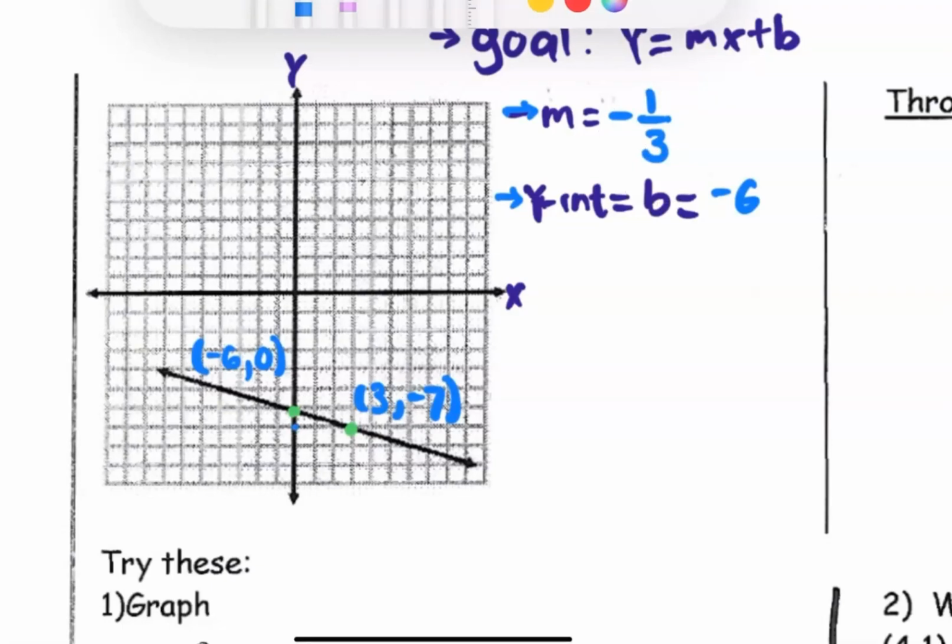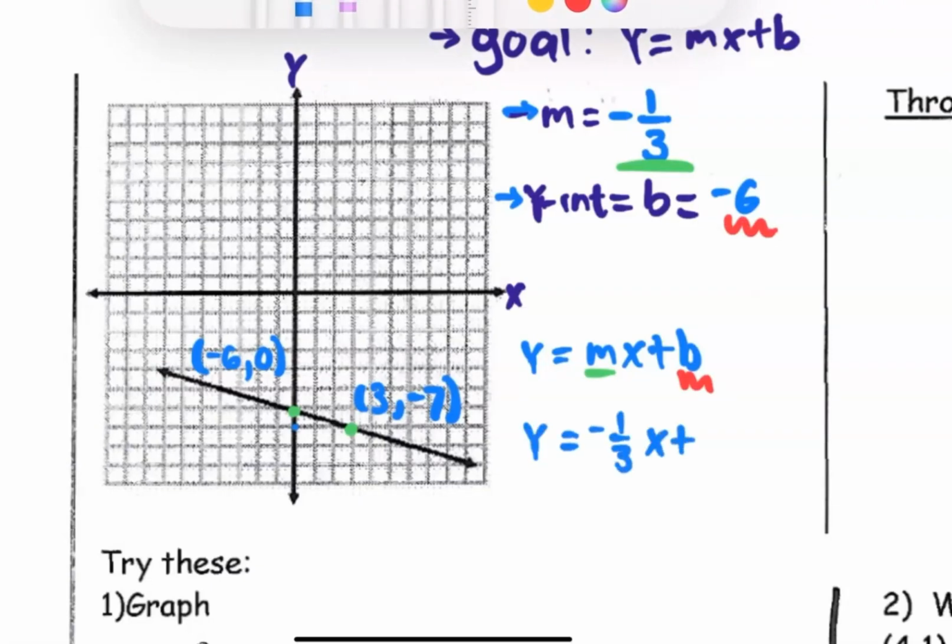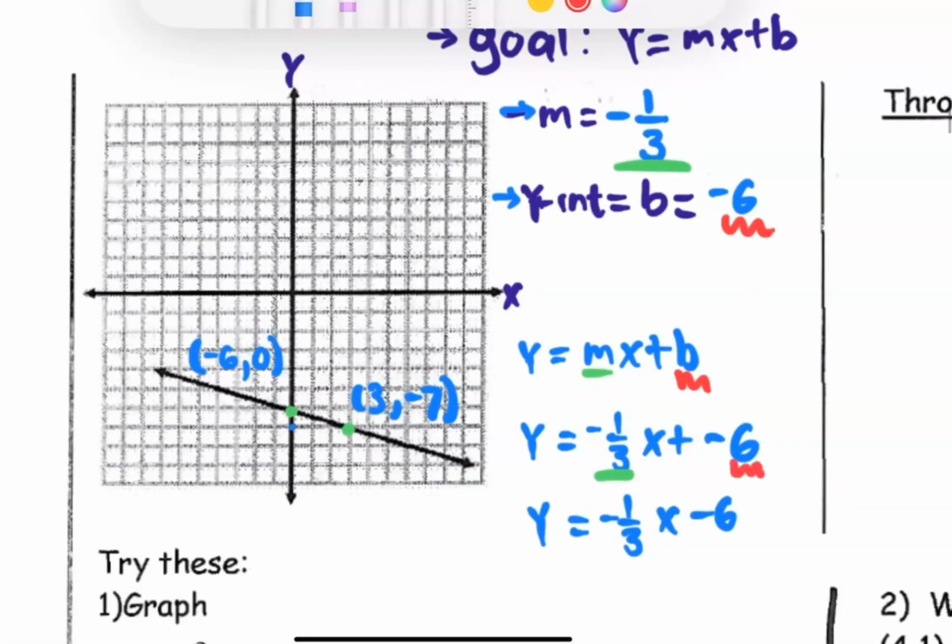Okay, I have the slope, I have the y-intercept, so I'm ready to say y is equal to mx plus b. Instead of saying m, I have the value for m up here, and instead of saying b, I have the value for b right here. So I'm going to go ahead and say y is equal to -1 over 3x plus b, which is a -6. If I rewrite this, I get y is equal to -1 over 3x minus 6. And again, m and b.